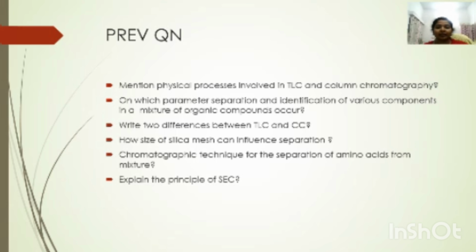And how the size of silica mesh can influence the separation. You can mention that finer silica mesh is used for better resolution, and larger silica mesh is easier for elution, or it determines the flow rate, etc. We can discuss it clearly in the video on column chromatography. And the chromatographic technique for the separation of amino acids: since they are charged, we can use ion exchange chromatography. And about the molecular weight, you can use size exclusion chromatography, and we can even try reverse phase chromatography also. Explain the principle of size exclusion chromatography. You can write about how the size, shape and molecular weight determine the flow rate or the elution conditions of size exclusion chromatography.